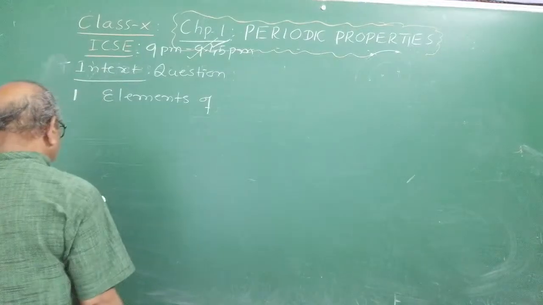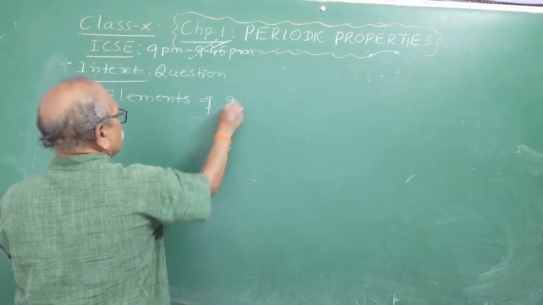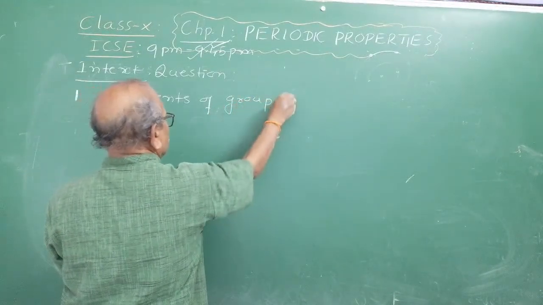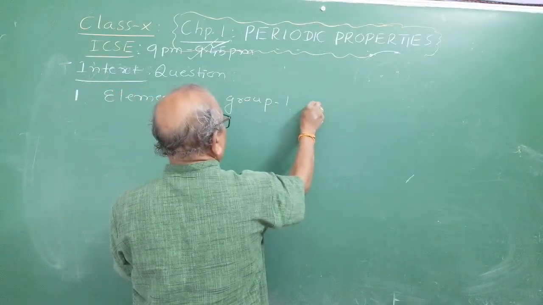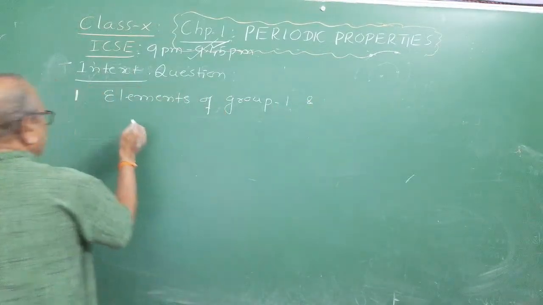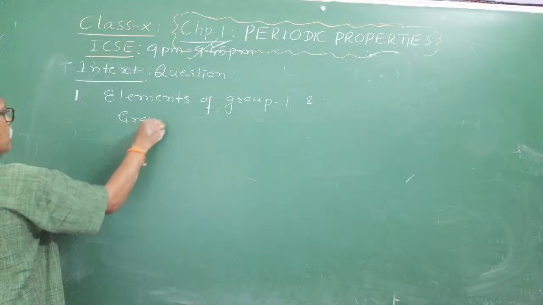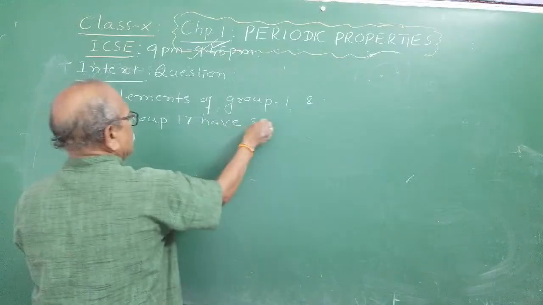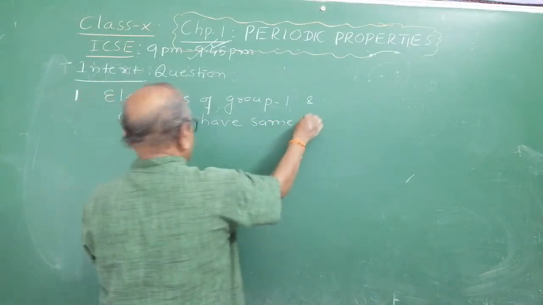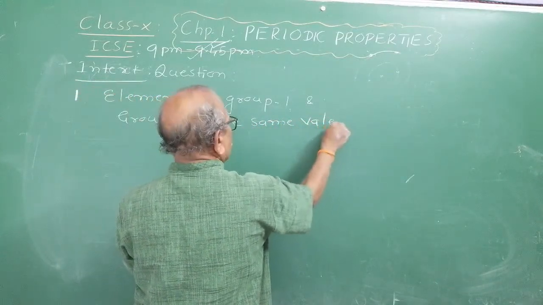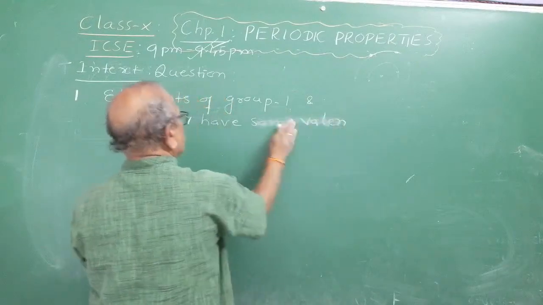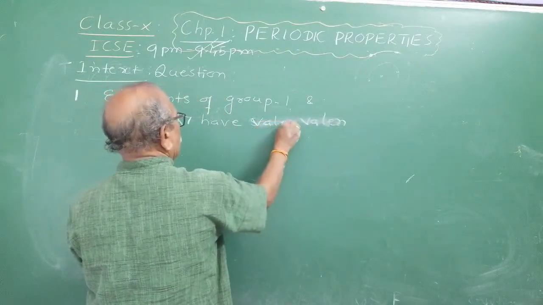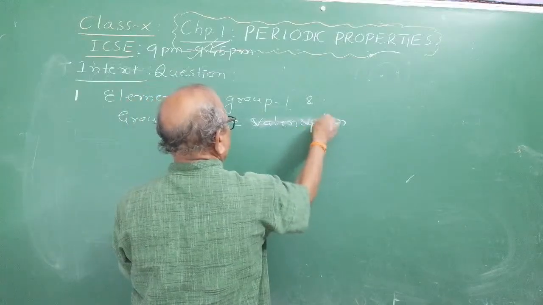Suppose that a question appears: elements of group 1 and group 17 have the same valency. They have valency 1. Explain.